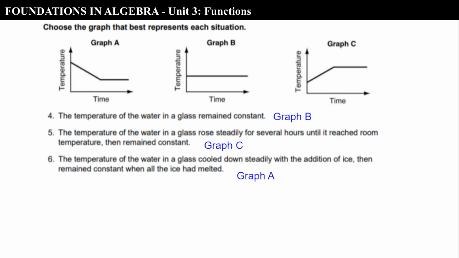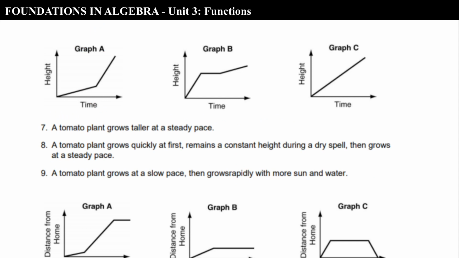All right, let's look at another example. So for number 7, a tomato plant grows taller at a steady pace. So if the tomato plant grows taller and it's doing it at the same pace all the way through, that would be graph C here.